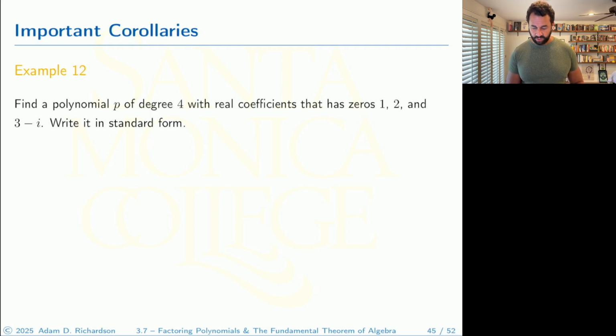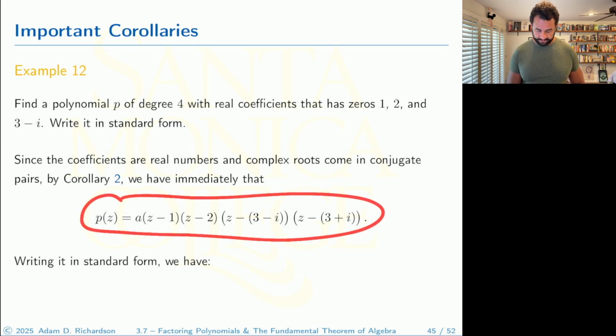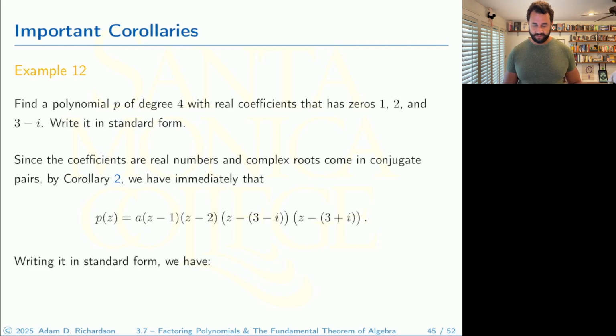So now I know that one of the zeros is 1, one of them is 2, one of them is 3 minus i, and the other one is 3 plus i. Let's write it in factored form. Boom. We have that immediately. And we've seen this a few times now, right? That's the beauty of the factored form.